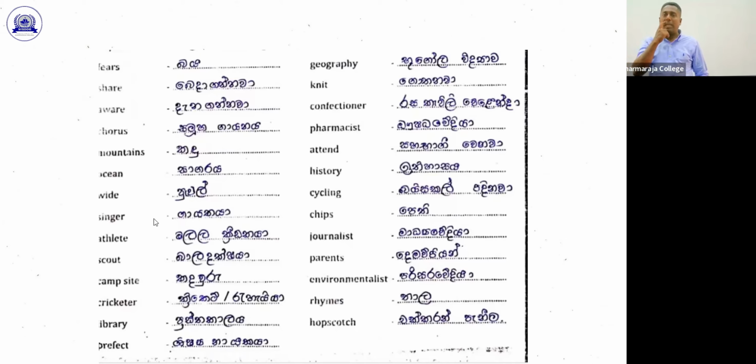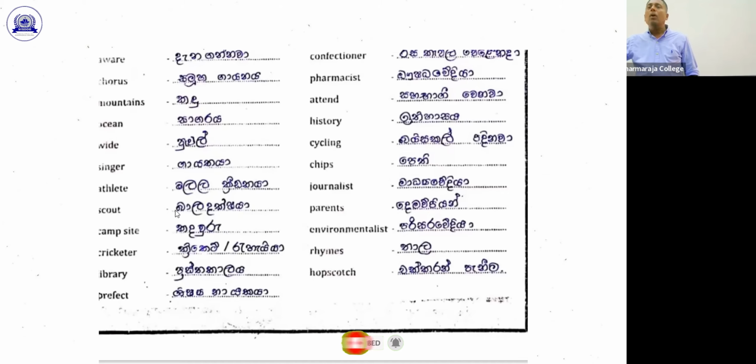Blank, suitable, word, geography, land, knowledge, knit, confectioner, pharmacist, attend, history, cycling, chips, potato chips, everything. I mean, memory chips also. Journalist, parents, environmentalist, rights, hopscotch.